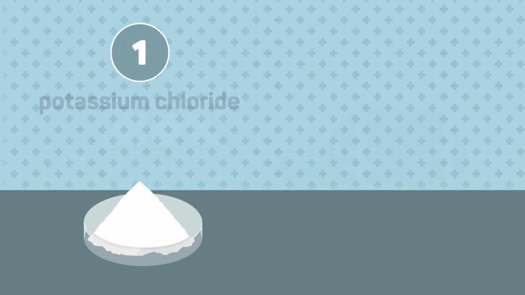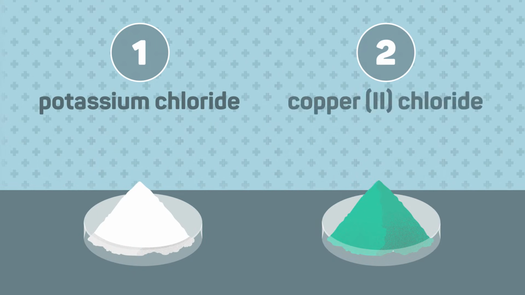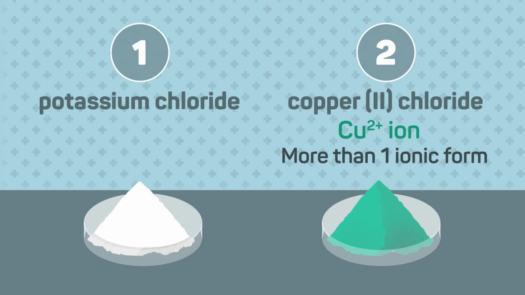This is the compound potassium chloride. This is copper chloride. The 2 just tells you that we're looking at the Cu2 positive ion. This is because copper, like all the other transition metals, can exist in more than one ionic form, unlike group 1 metals which can only be found as positive 1 ions, like potassium in potassium chloride.